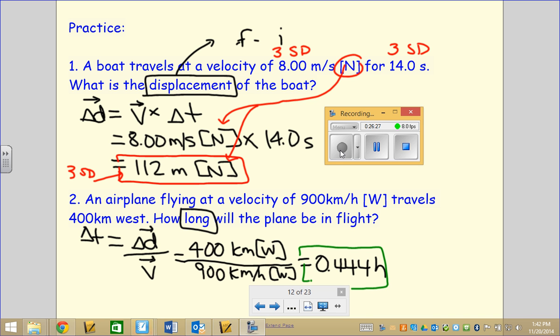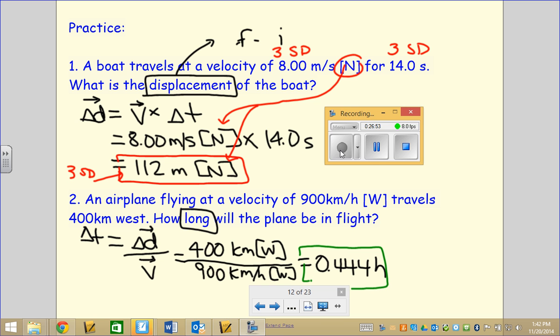Now, a few people asked me, do I need to use scientific notation? It wouldn't be wrong if you did, but you don't have to. Scientific notation is necessary when your number is too big or too small, and you can't make the correct number of significant digits easily. Since I needed 3 significant digits and my answer was 112, I don't have to do anything. That is 3 significant digits.